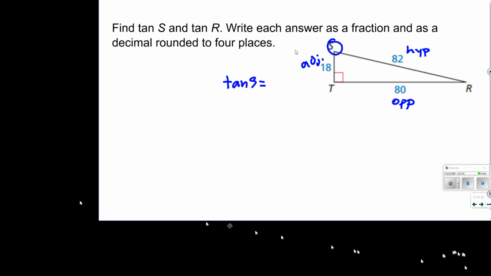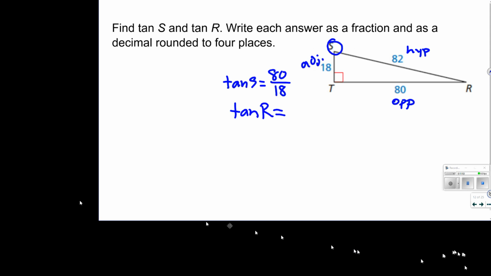Okay, look up your trig ratio for tangent. Tangent is opposite over adjacent. So my answer is 80 over 18. We could take that fraction and reduce it. If we wanted to, like it says here, we could switch it to a decimal by dividing it. Okay, next we're going to do, though, the tangent of r.